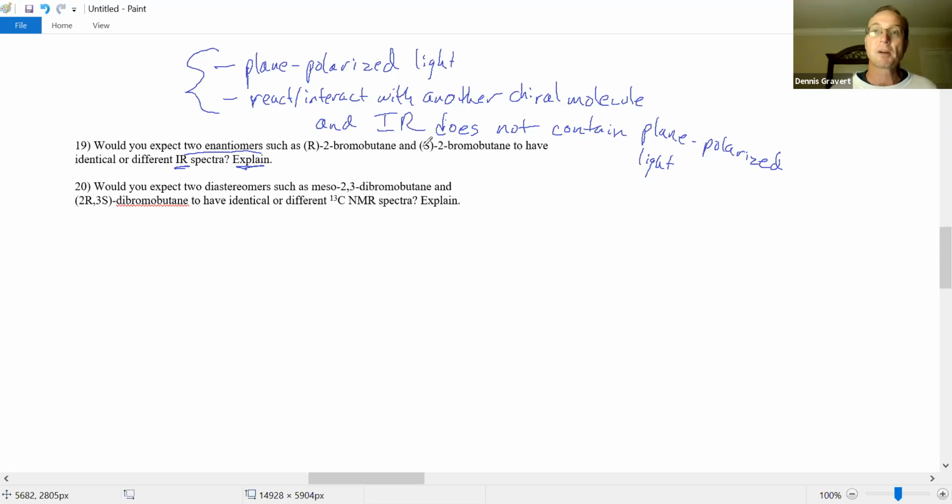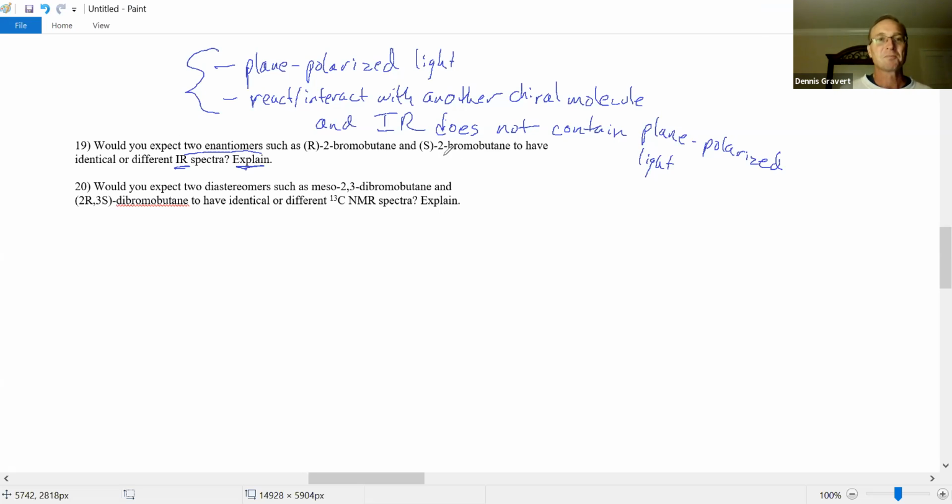Can you use NMR to tell them apart? Well, what is NMR? That's where you shine radio waves on them. Radio waves aren't chiral either. The answer is no. The trick, though, is there's something called chiral shift reagents. So you add a chiral reagent to the molecule in the NMR sample tube. And it turns out that the molecules will start interacting and it'll actually shift the peaks of the enantiomers. And because it's a chiral reagent, you get different shifts and you can tell them apart.